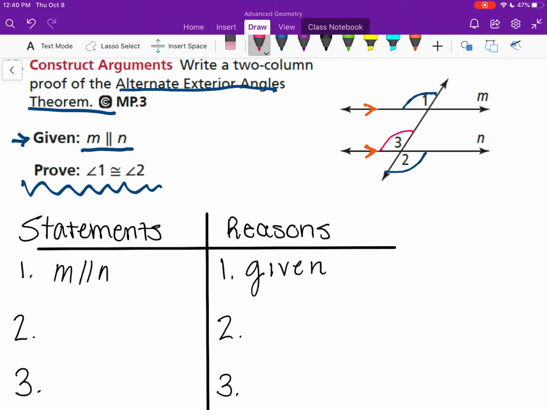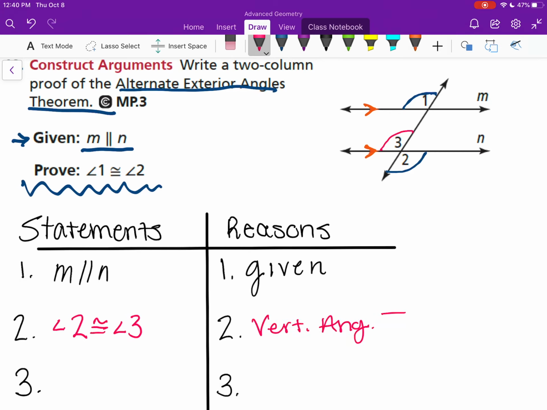So I'm just going to state that angle 2 is congruent to angle 3 by the vertical angles theorem. Okay, cool. I know that. We know that vertical angles are congruent. I'm going to zoom out a little.